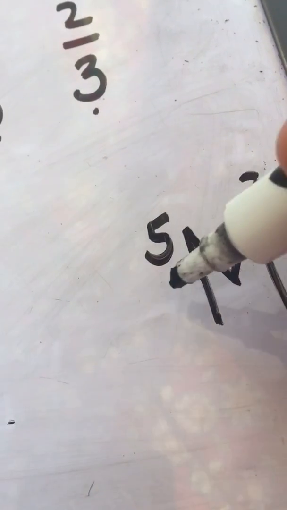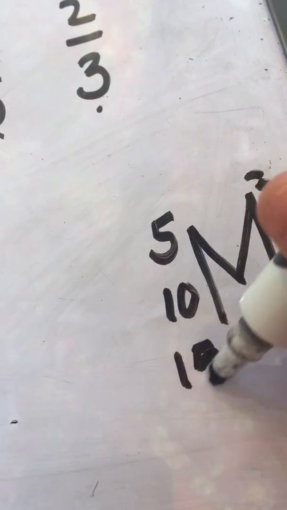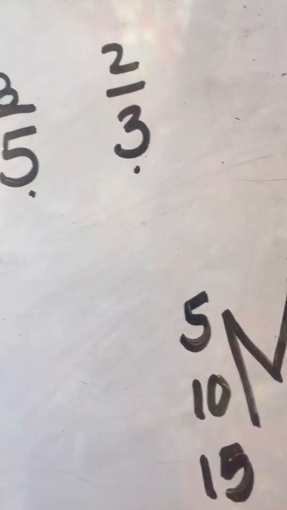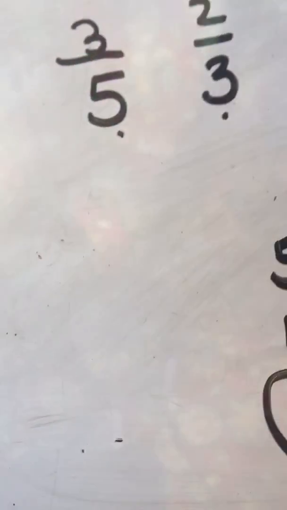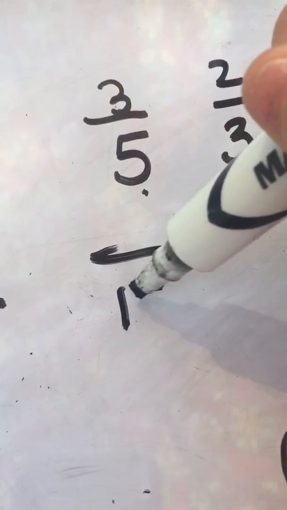Okay, so then we're just going to count up by 5s, 5, 10, 15. And over here we're going to count up by 3s. So 3, 6, 9, 12, 15. 15 is my new common denominator. So I will come over here and I will write my new denominator of 15.